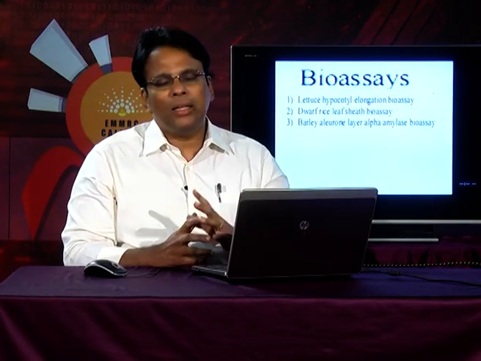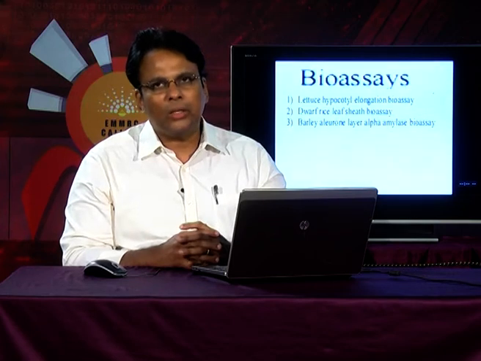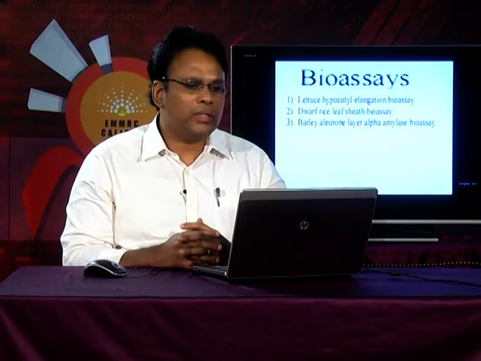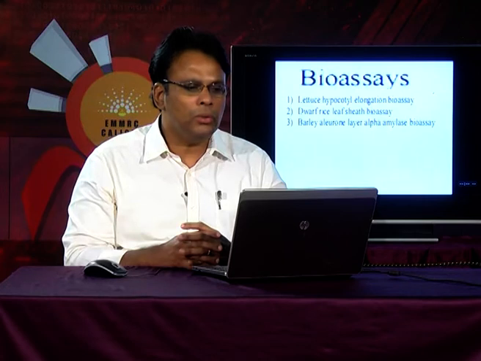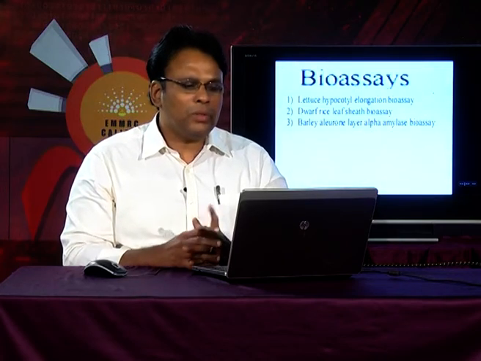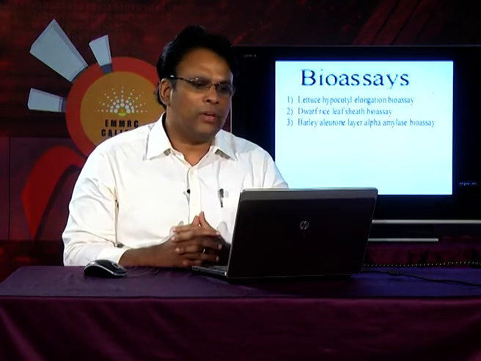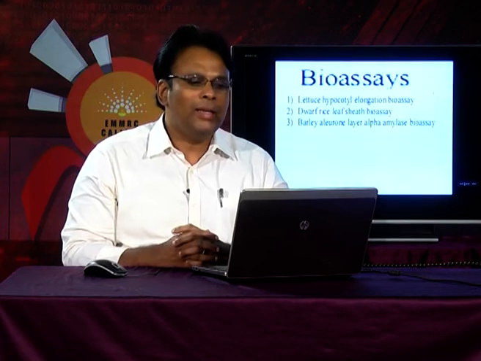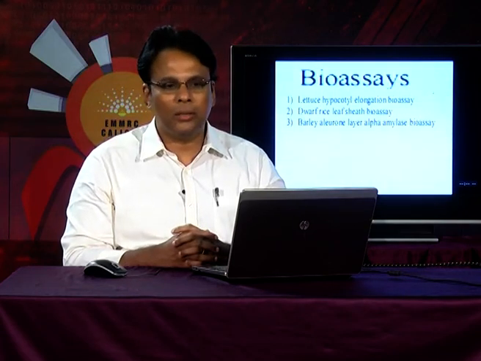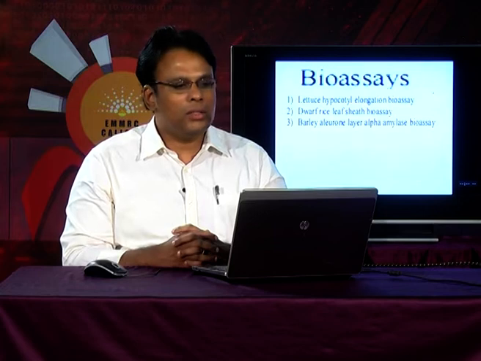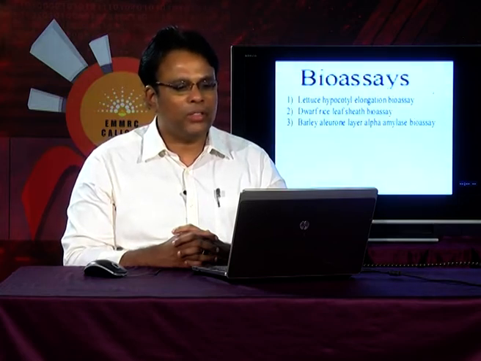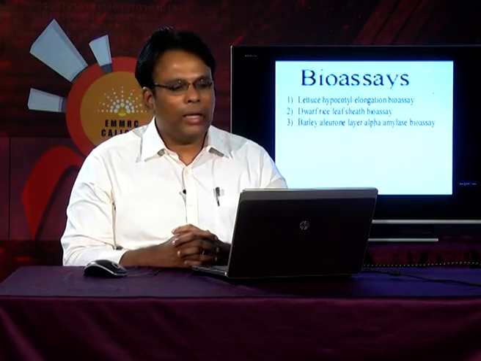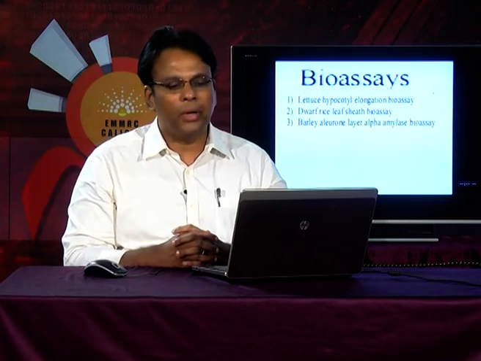We have already seen bioassays in the case of cytokinin. Similarly, we have bioassays in the case of gibberellins also. And here 3 bioassays are referred to in the textbooks. One is the lettuce hypocotyl elongation bioassay. Second is the Dwarf maize leaf sheath bioassay. Third is the barley aleurone layer alpha amylase bioassay.